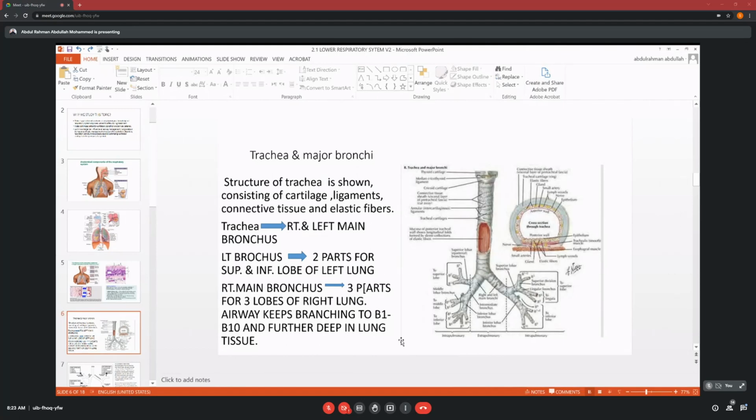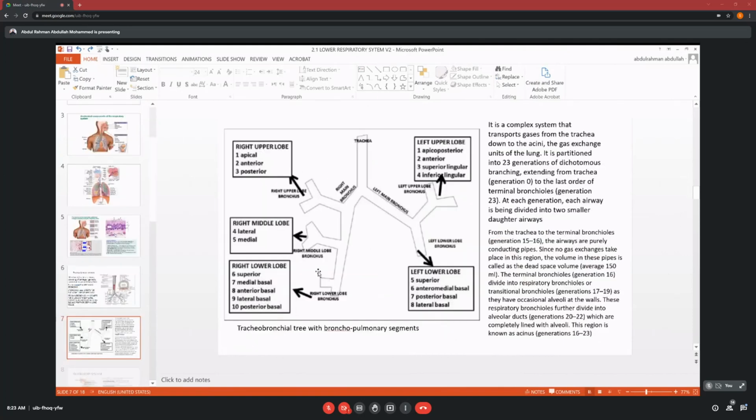At what level of the vertebrae? T4, T5, between T4 and T5. Very good. Regarding the left bronchus, we know it divides into two, because we have two lobes on the left. The right has three lobes, so three branches on the right in comparison to the left.